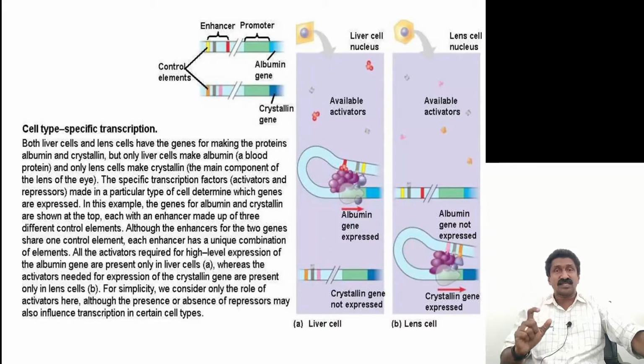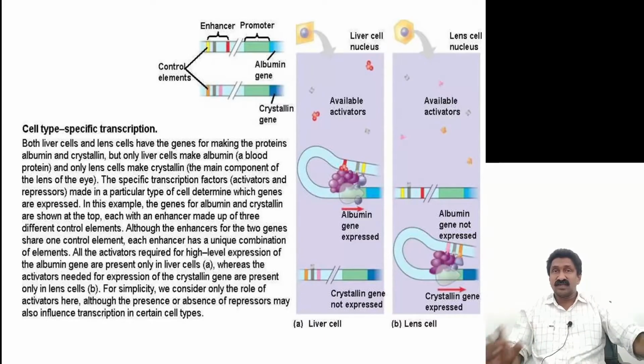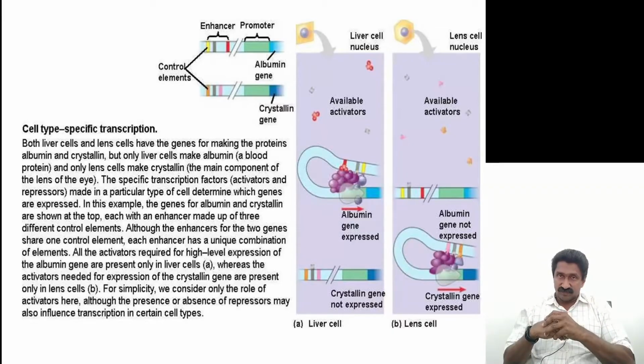So these specific transcription factors, the activators and repressors, are made in a particular type of cell and determine which genes are expressed. The transcription factors acting in liver cells will not be produced in lens cells, and those acting in lens cells will not be produced in liver cells. So based on the response of the transcription factors, the activators and repressors, the genes will be expressed differentially in two different cell types.